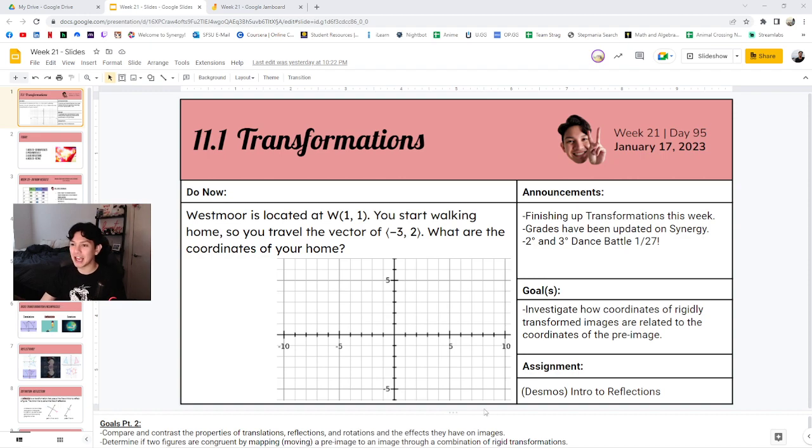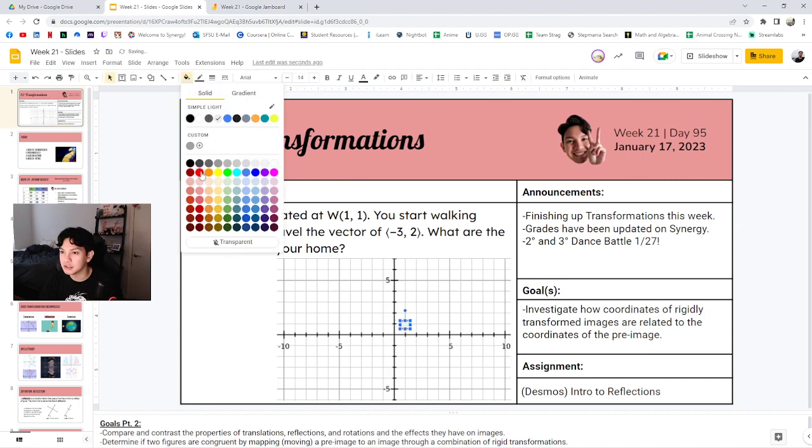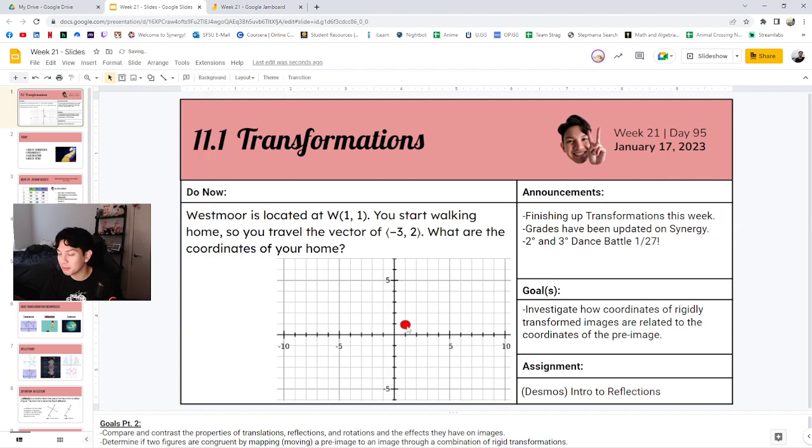So today for the do now, we basically just did this problem where it says Westmore is located at (1, 1). You start walking home, so you travel the vector of (-3, 2). And what are the coordinates of your home? So if you remember from the translations we did last week, the first thing we want to do is plot the point here. This red dot represents (1, 1), and you start walking home, so you travel the vector of (-3, 2). So we're going to call this W.